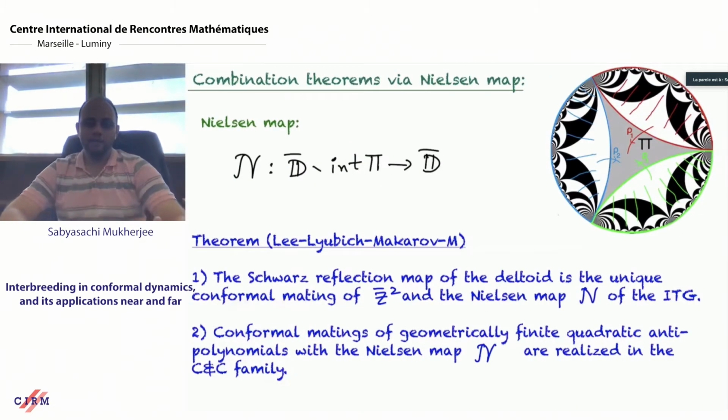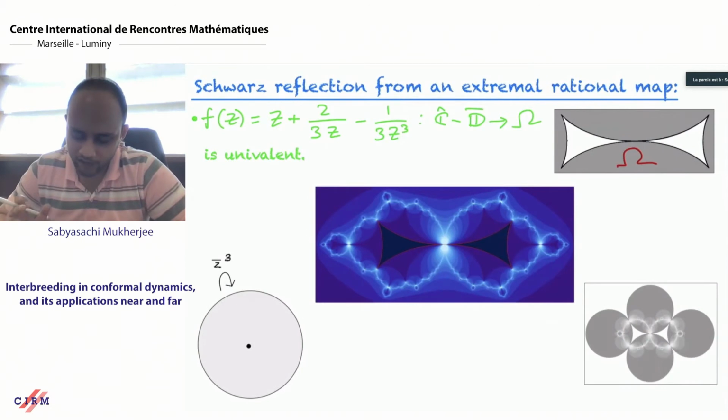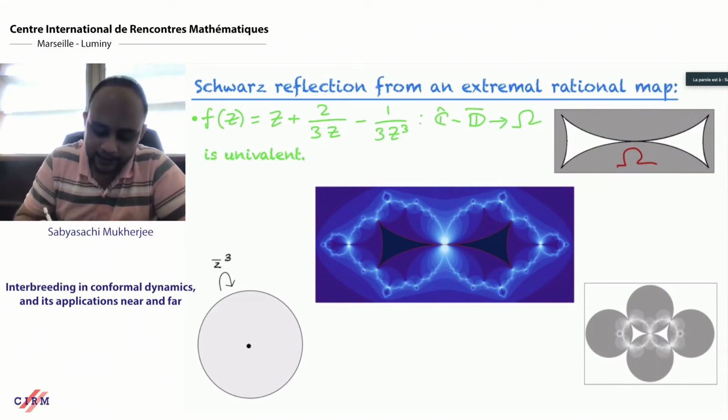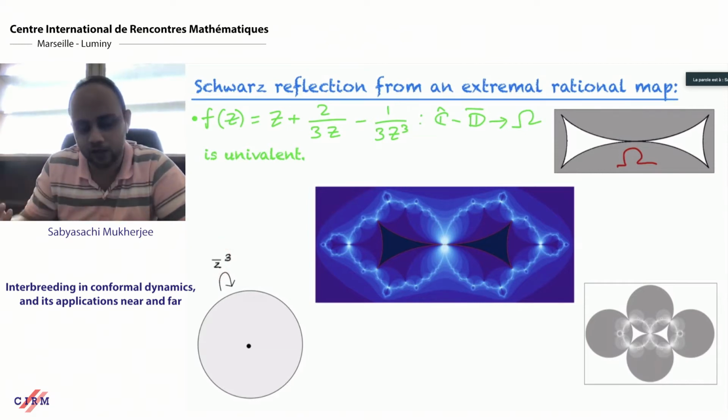Okay, now the question is, how can we formalize this thing? If I take a map of this sort, I can see that the dynamics outside is that of a polynomial up to a conformal change of coordinates.